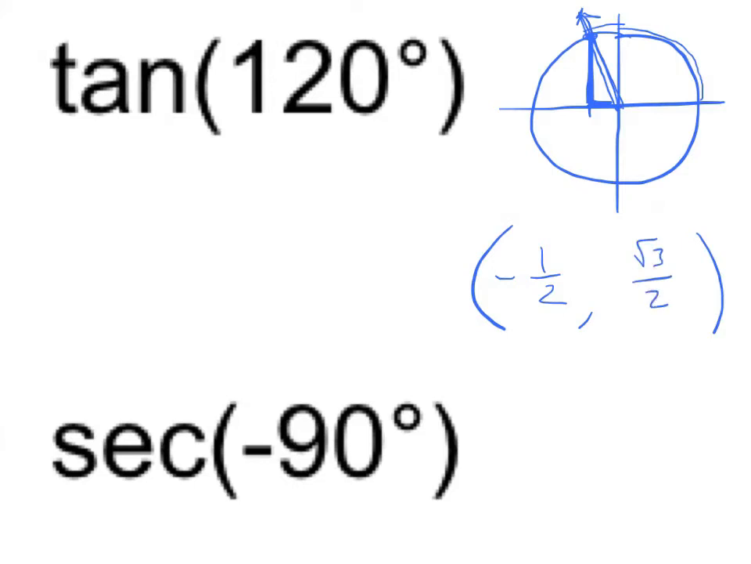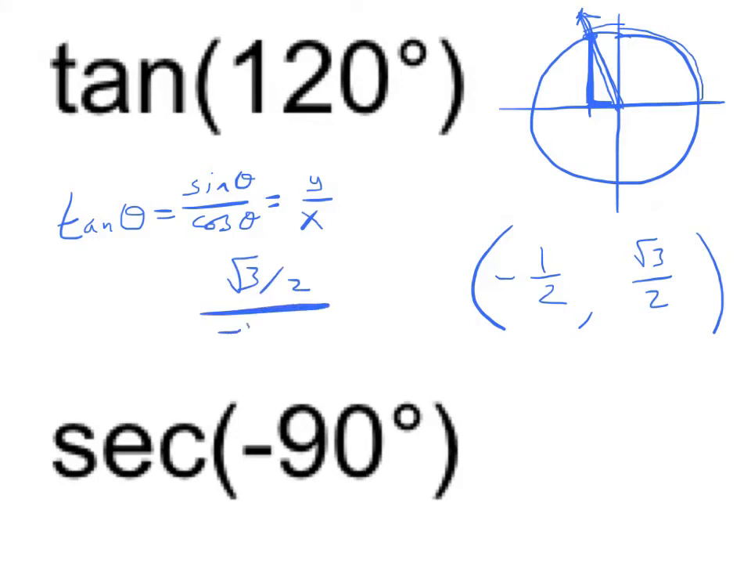The next thing we need is tangent. Remember that the tangent of an angle is supposed to be sine over cosine, which means it's y over x. So we just do the ratio of the square root of 3 over 2 over negative 1/2. If I multiply top and bottom both by 2, these 2's will eliminate, those 2's will eliminate. Long story short, the answer I'm going to end up with here is the negative square root of 3. And that is the tangent of 120 degrees.